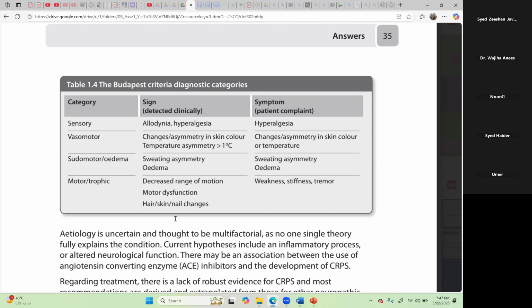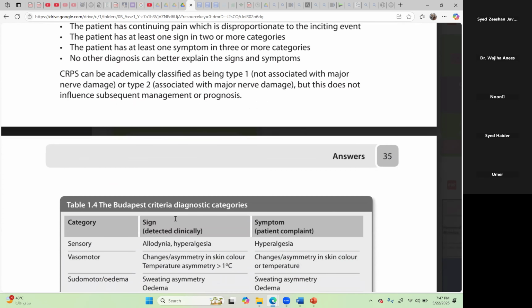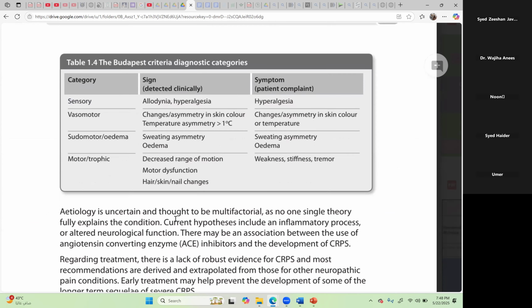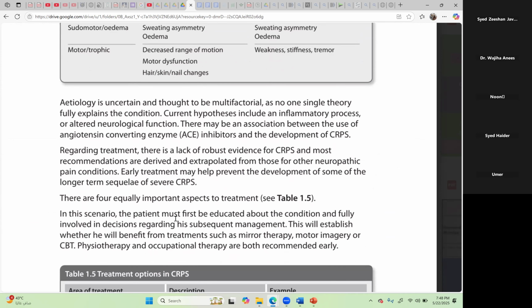So symptoms will be hyperalgesia, changes in color, and we have to choose one sign from two categories and one symptom from three categories. One symptom in three or more categories, one sign in two or more categories. That's why this is so confusing. I don't like this topic at all. But luckily, Alhamdulillah, I have passed. I don't need to read it again.